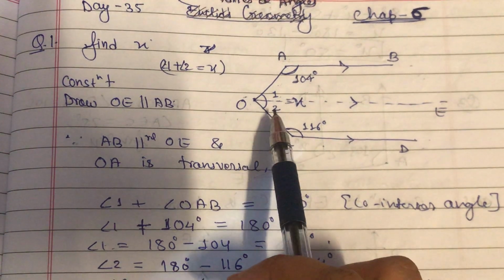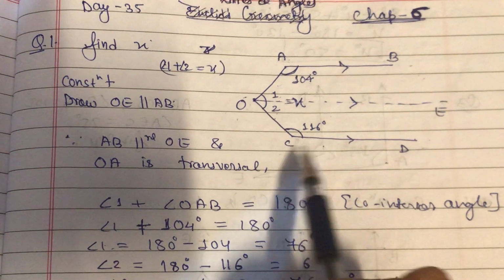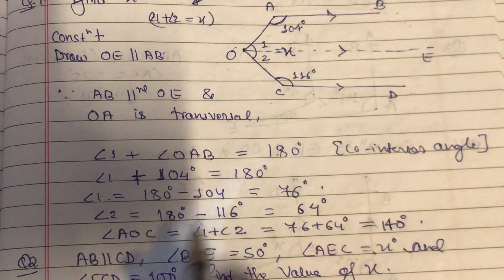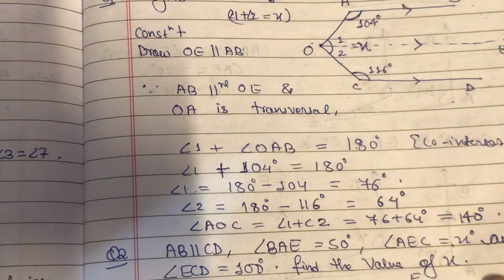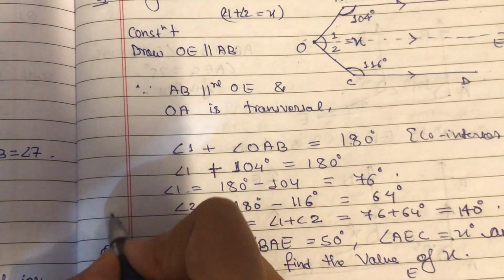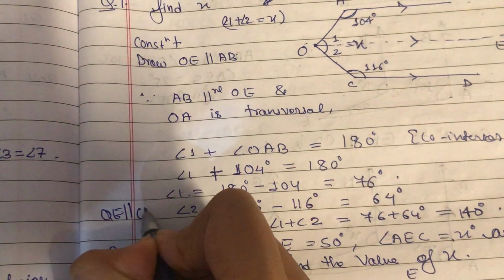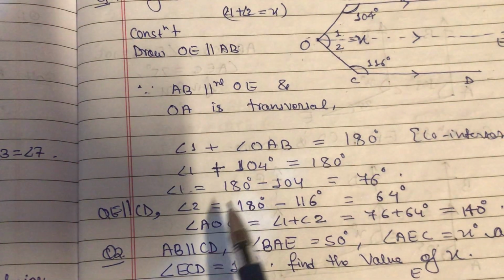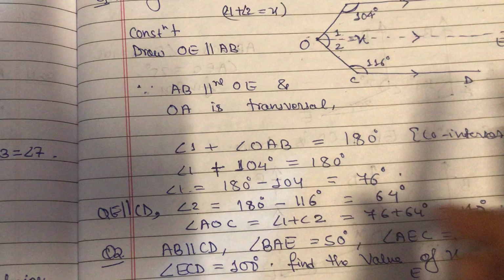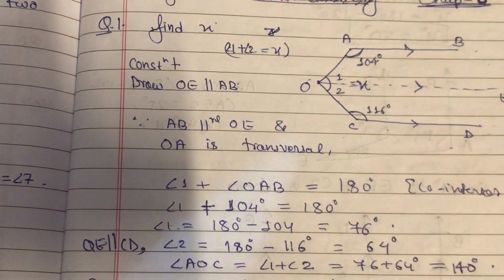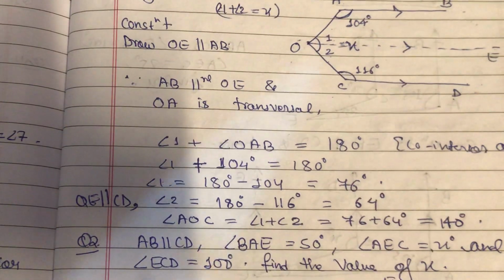Similarly, I can do it for OE parallel to CD and OC is a transversal. So I can say that OE is parallel to CD. From there I'll get the value of angle 2. So angle AOC, which is x, is equal to angle 1 plus 2. So angle 1 plus 2 is equal to 140 degree.